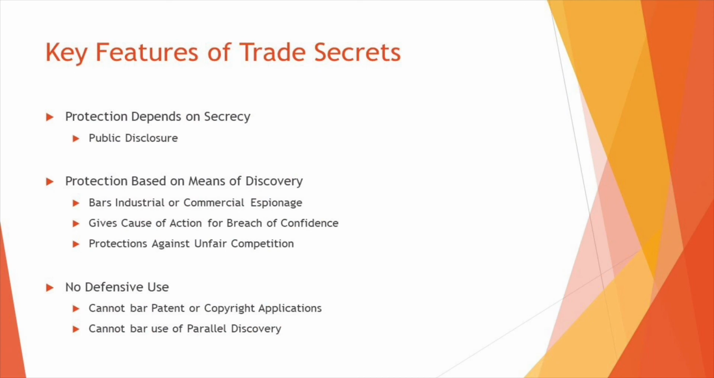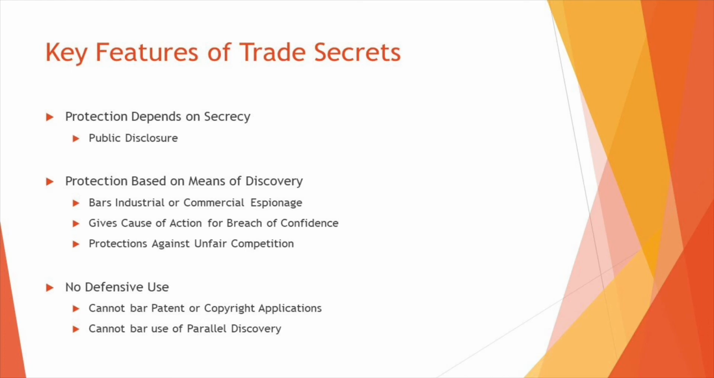There are 3 key features of a trade secret that make it different from other forms of intellectual property. First, the protection of a trade secret depends entirely on the secrecy that it's maintained in. What that means is if there's public disclosure of the trade secret, that trade secret can't be protected anymore. This is not true for intellectual property like trademarks, which are always known to the public, or patents or copyrights, which, as long as they aren't disclosed prior to registration, still maintain their protection. But a trade secret loses its protection once it's known to the public.